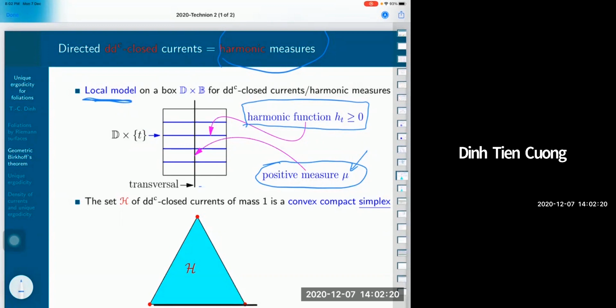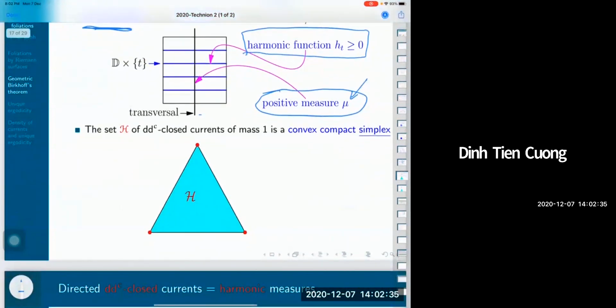So it's not clear that such an object exists globally. But actually, by a theorem by Berndtsson, Fornæss, Sibony, this always exists globally. So if I define H, the set of all ddc-closed currents of mass 1. So there's no notion of mass. If the mass is not 1, you can multiply by a constant. Like a measure, you can multiply by a constant, then you get a current of mass 1.